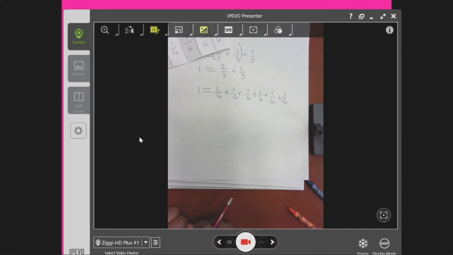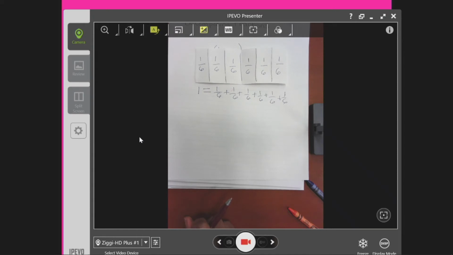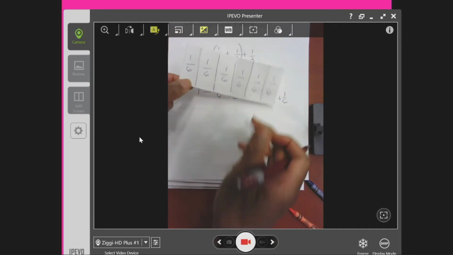What's another way that we might be able to decompose this 1 whole? Think, now say. Good job. I heard lots of different answers. I'm just going to take one.